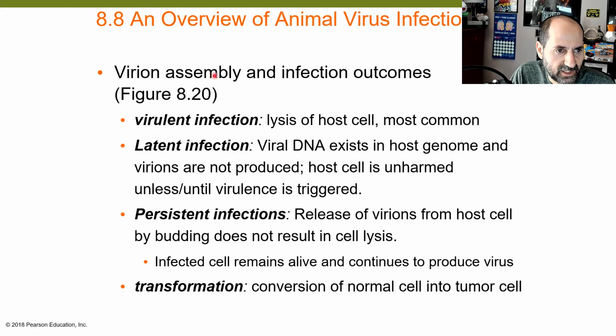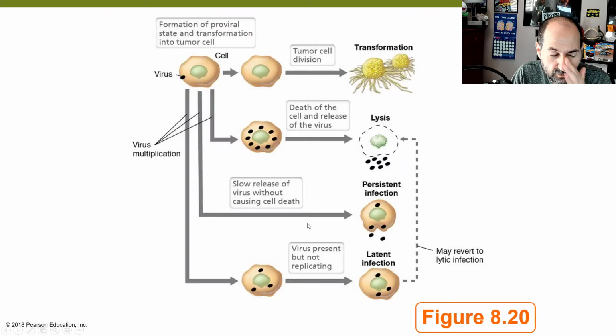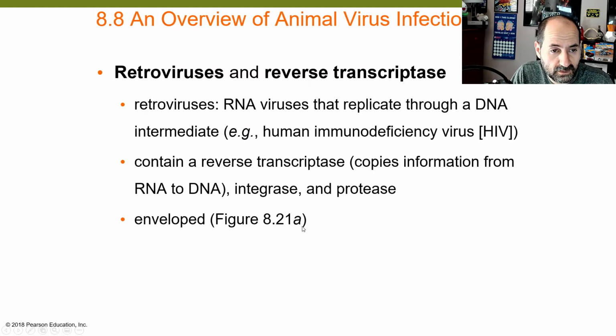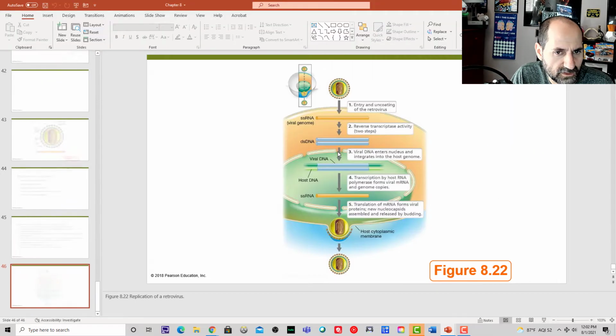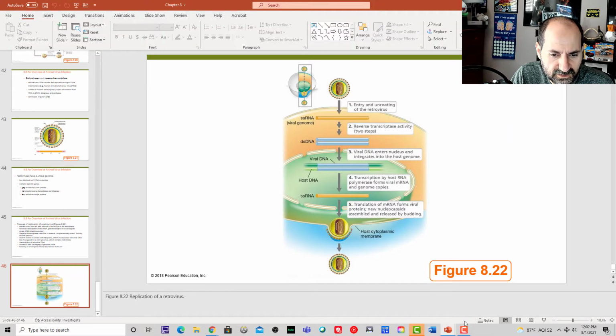And now we're talking about animal viruses. So know the difference between virulent infection, latent infection, persistent infection, and transformation. Remember, transformation means that there's a conversion of a normal cell into a tumor cell, into a cancerous cell. You should know about the retroviruses and reverse transcriptase. Very good. So that's good on that front.